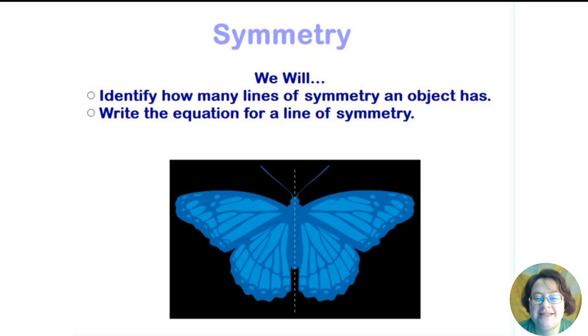Today's topic is symmetry. We will identify how many lines of symmetry an object has, and we will also write the equation for a line of symmetry. First, let's review our equations of horizontal and vertical lines.